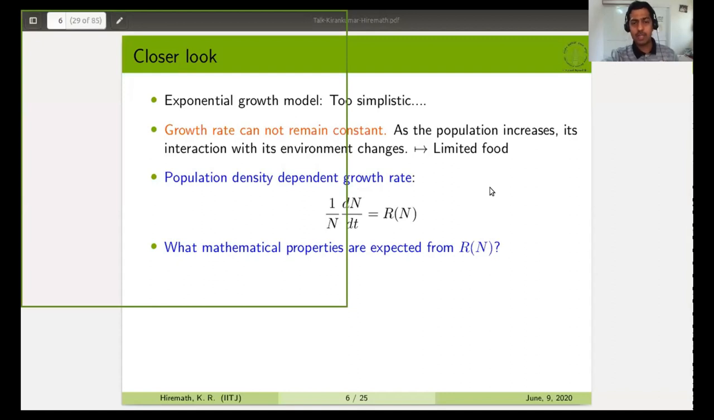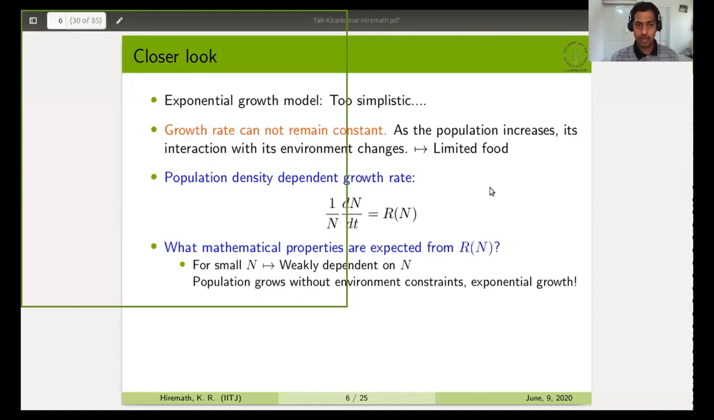Now let us ask, what are the mathematical properties we are expecting from that? This is very important, especially for engineers, to ask what kind of things we are expecting. For example, when population is very small, there won't be fighting for shared resources. Everyone is happy, and it starts growing up. Typically, you will see that in small countries, population will increase. The same thing is happening with the coronavirus. When there are fewer infected people, it can easily infect a lot of people, and then its spread starts increasing. So for small n, this R of n is weakly dependent on n. So population grows almost like exponential. Please remember the word: I'm saying almost like exponential, not exponential.